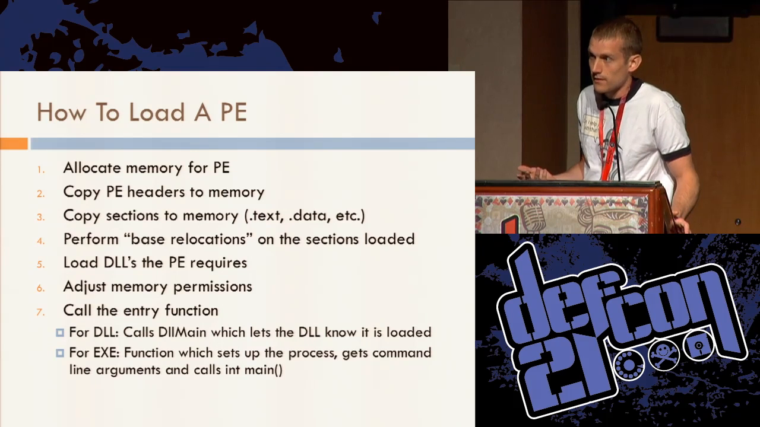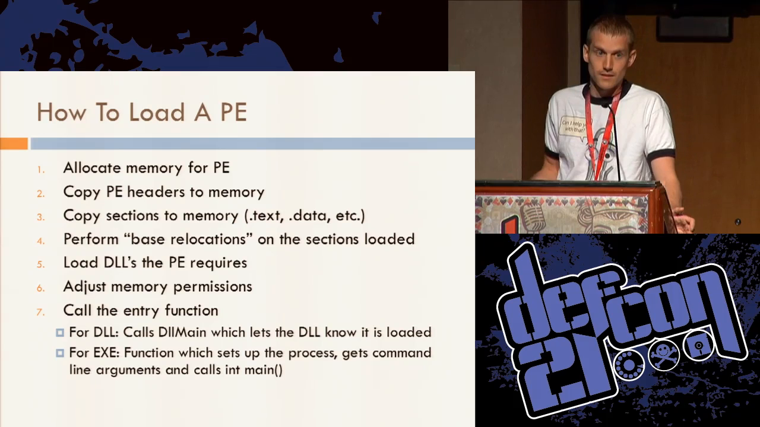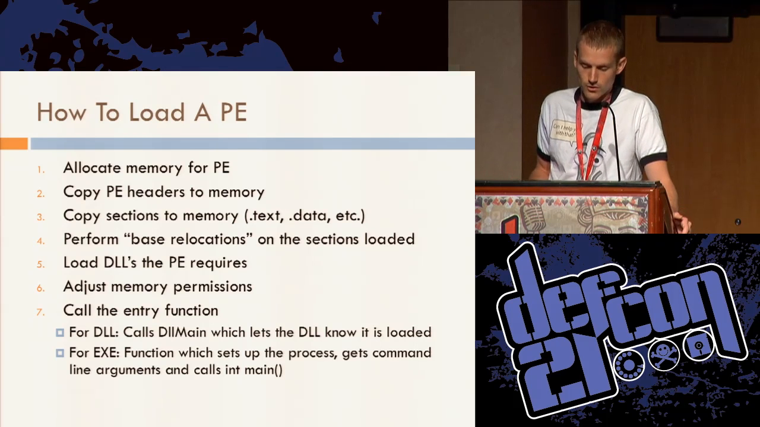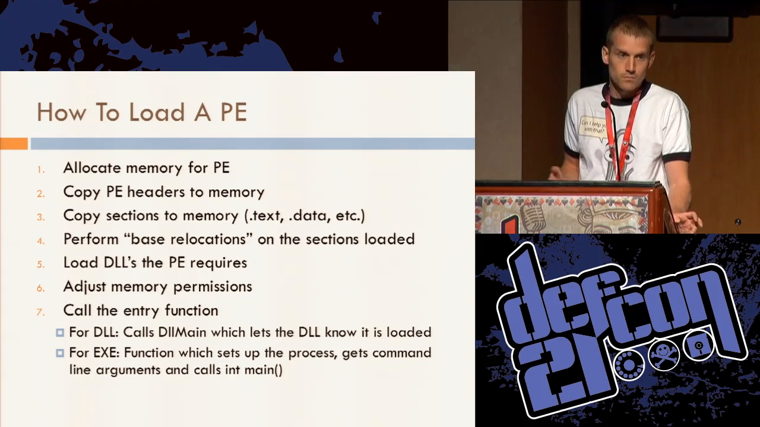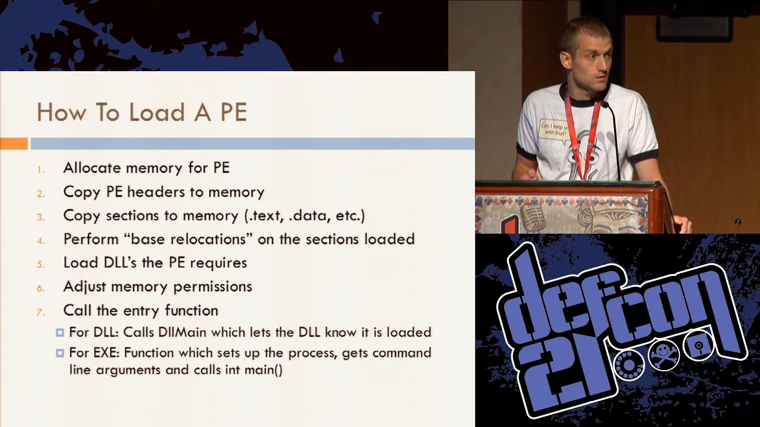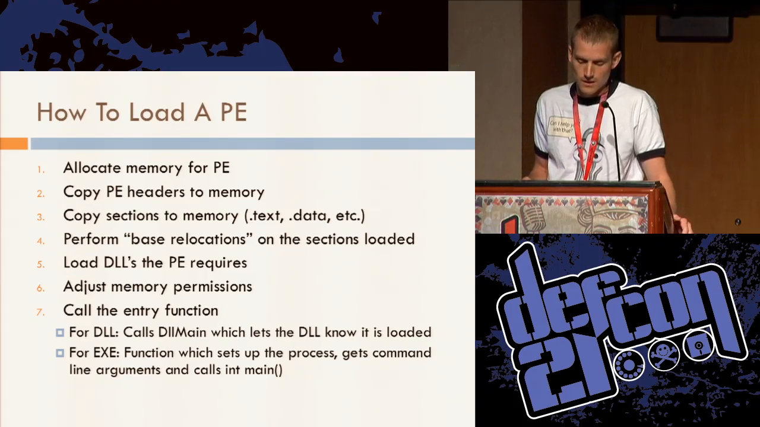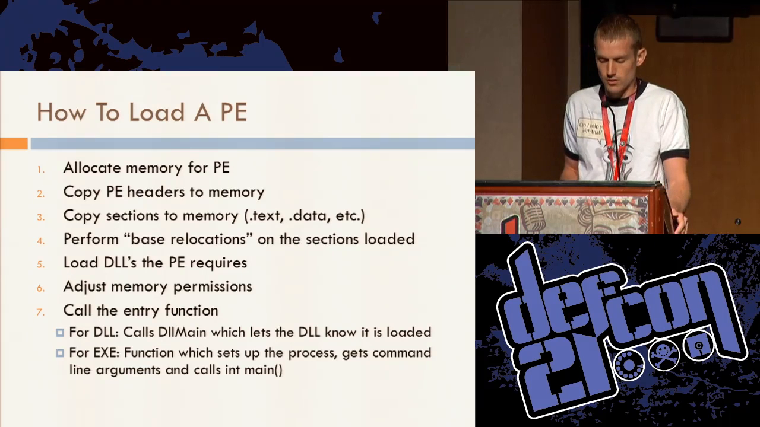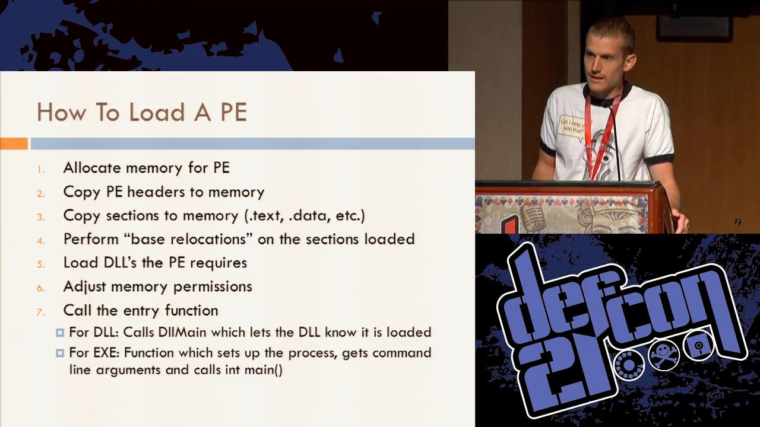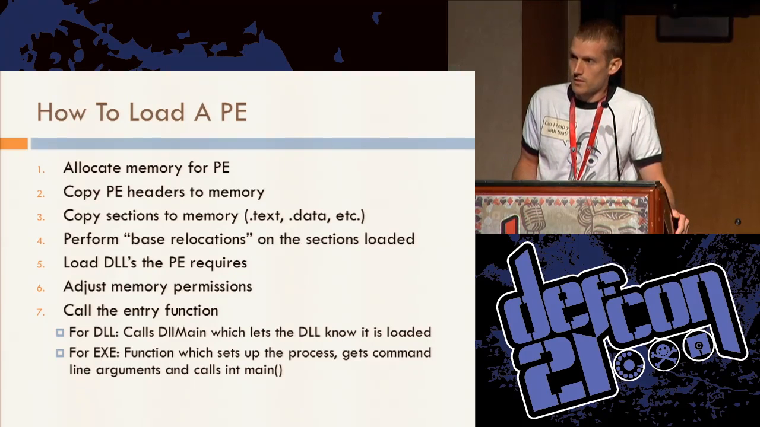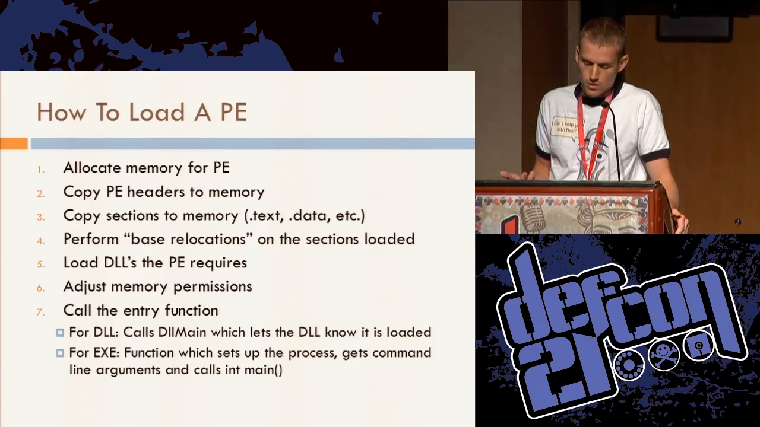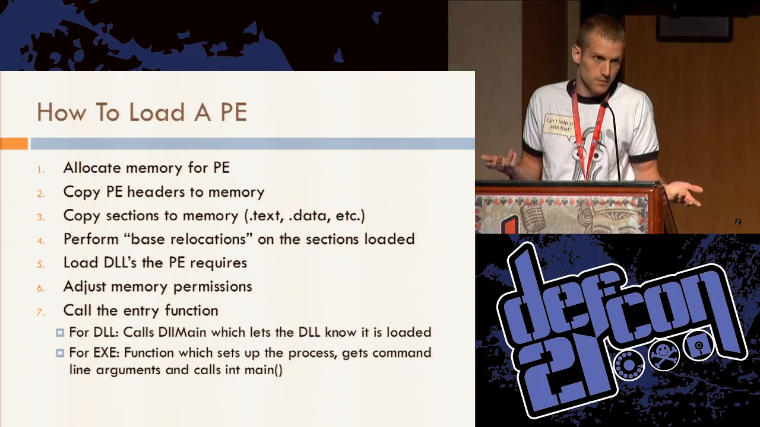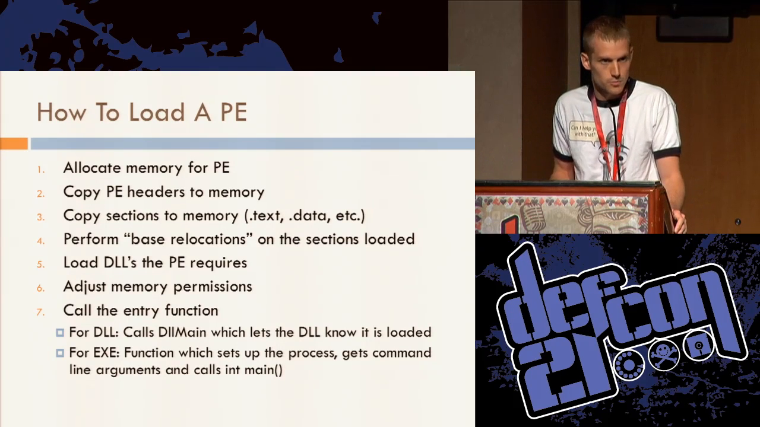Next, the PE file that you're loading is probably going to have dependencies on other DLLs, so you need to load those. And then the last thing that you're going to do is call the entry function. For a DLL, this is the DLL main function, which just lets the DLL know that it's been loaded. And for an exe, it's going to be a function which does some initialization, and then eventually will call int main in C or C++, or the equivalent in other programming languages.